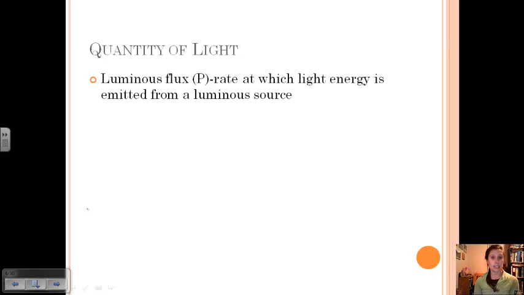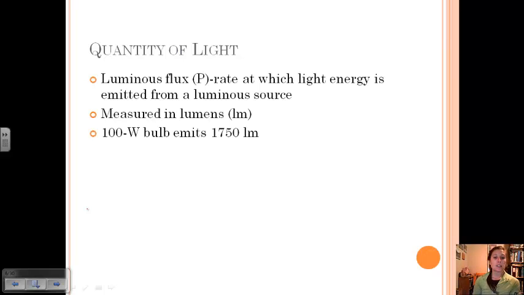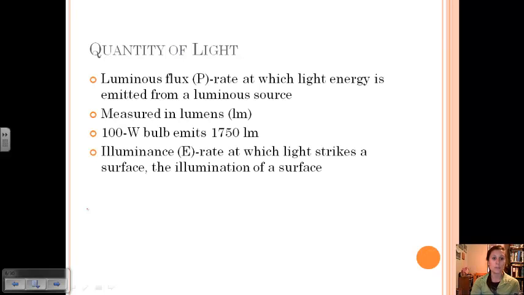Okay, so now we've talked about mediums and the object that emits light and that gets illuminated because of light. So now let's talk about quantity of light and how to measure this. Well, there's a couple variables we need to talk about. The first is luminous flux, which we're going to use a capital P for. And this is the rate at which light energy is emitted from a luminous source. This is measured in what's called lumens, or LM. And so, for example, a 100-watt bulb emits 1,750 lumens. So it's the rate at which light energy is emitted from that bulb.